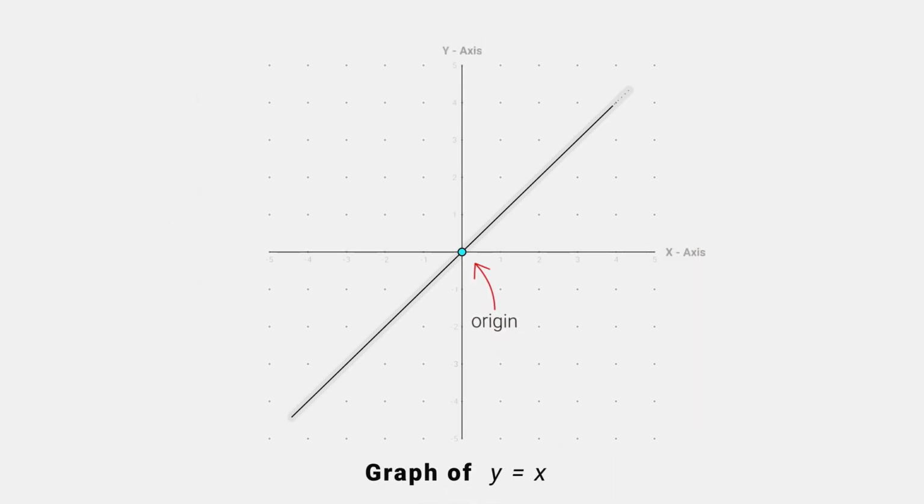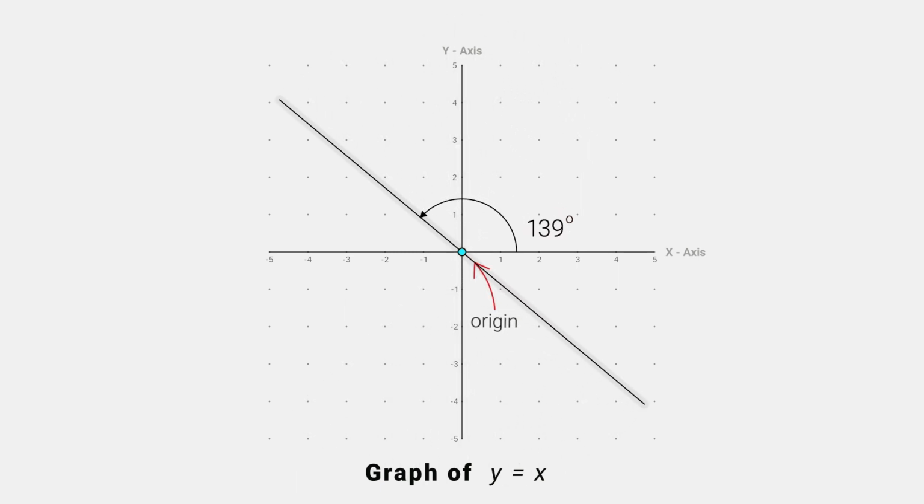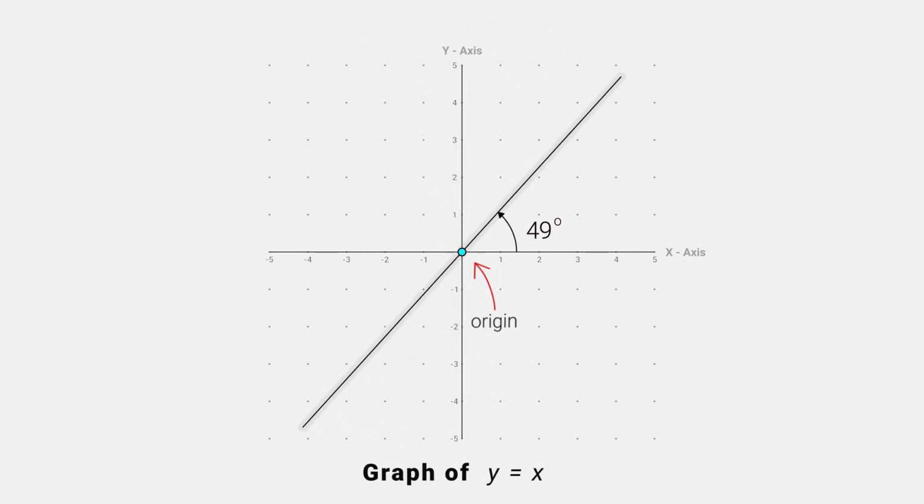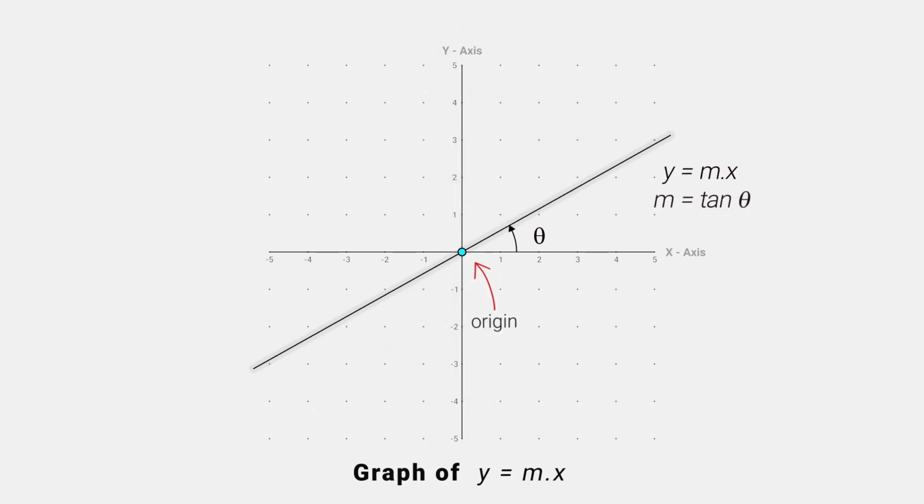Y equal to x represents a straight line passing through origin and make an angle 45 degree with positive x-axis. And if we want to rotate this line, then just increase or decrease the angle, and equation of this form of line is y equal to mx.